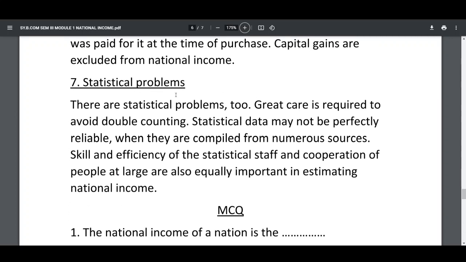Seventh, statistical problems. There are statistical problems too. Great care is required to avoid double counting. Statistical data may not be perfectly reliable when they are compiled, means collected, from numerous, means various, sources. Skill and efficiency of the statistical staff and cooperation of people at large are also equally important in estimating national income.